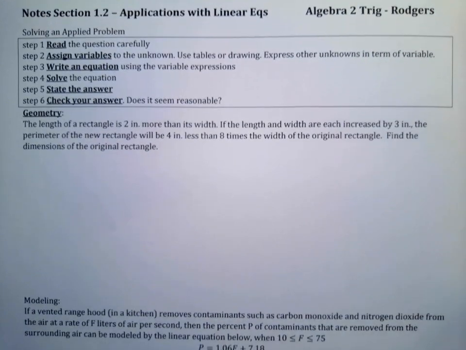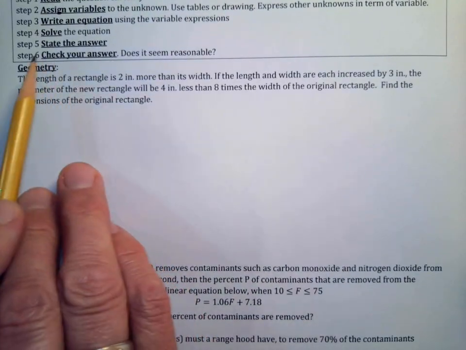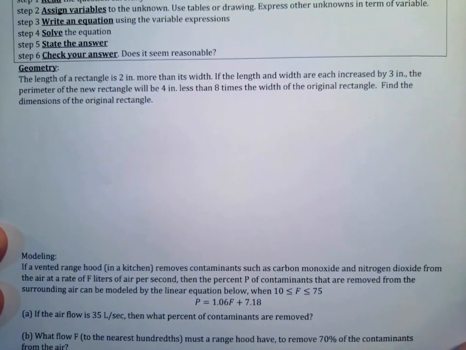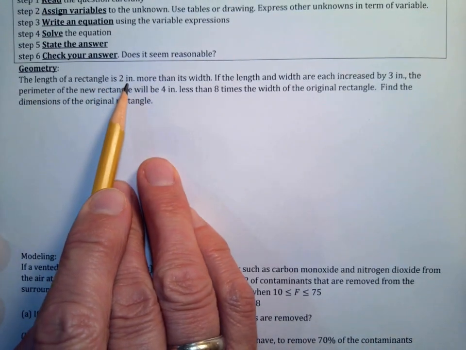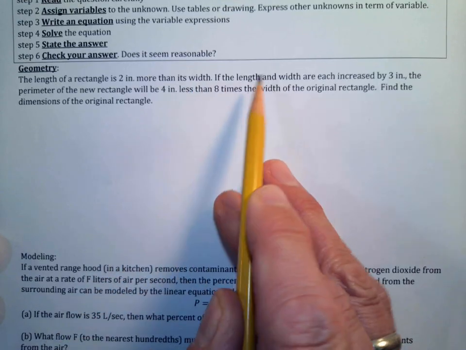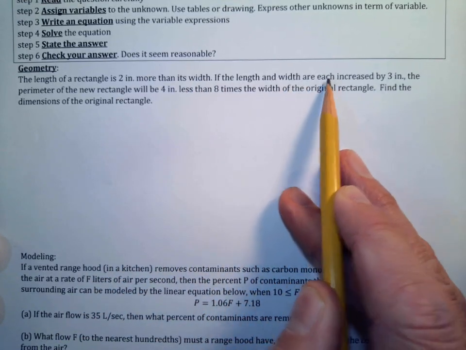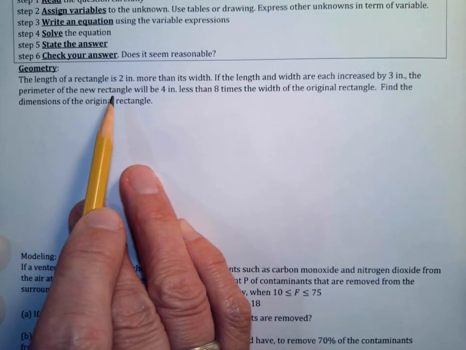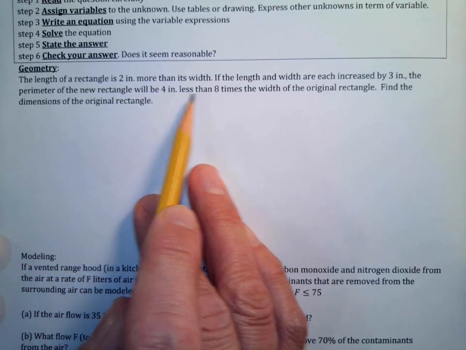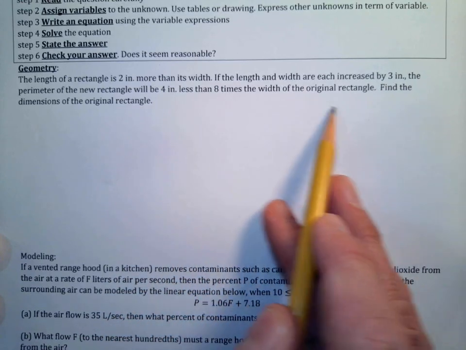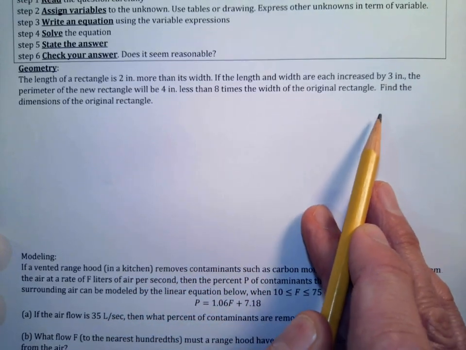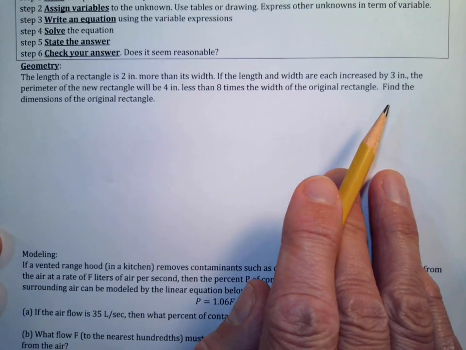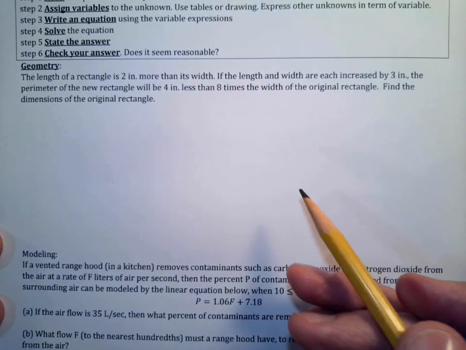Okay, so let's look. The first example that we're going to do has a basis in geometry. The length of a rectangle is 2 inches more than its width. If the length and the width are each increased by 3 inches, the perimeter of the new rectangle will be 4 inches less than 8 times the width of the original rectangle. Now that sounds overwhelming when you first read it. Read it a couple times maybe, but then you want to sit down and think, maybe draw a picture.